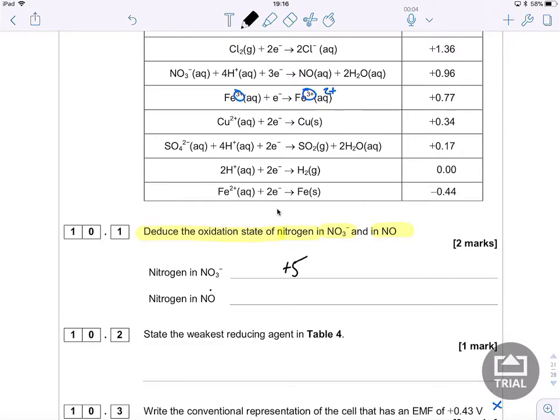And in NO, it's dead straightforward, +2, for the same reason. I've got no overall charge, so -2 from oxygen, +2 from the nitrogen.